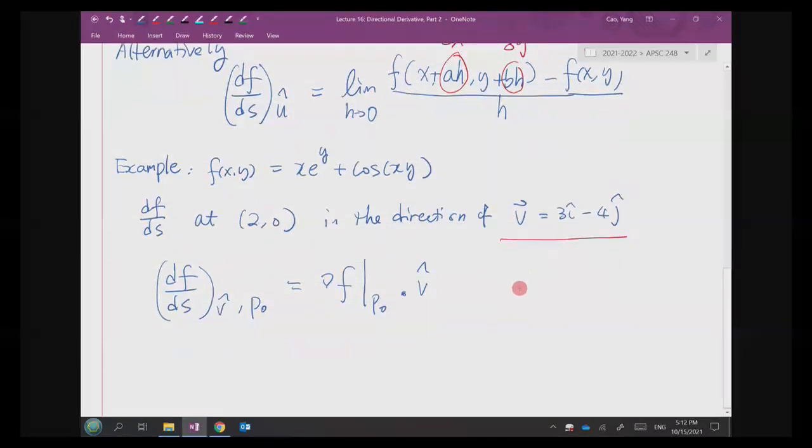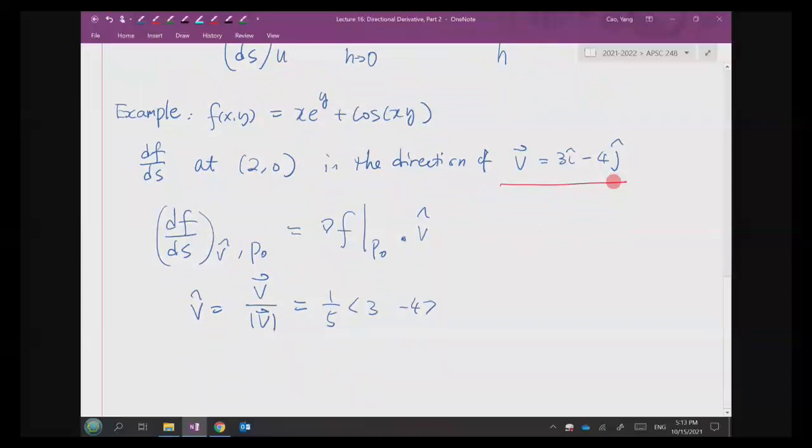Let's calculate a number of things we need to calculate. V hat, you just have to normalize it. The magnitude of v is 9 plus 16, 25, so 5. So 1 over 5, times 3, negative 4. So that's your v hat. And we also have to calculate the gradient function del f, the gradient vector.